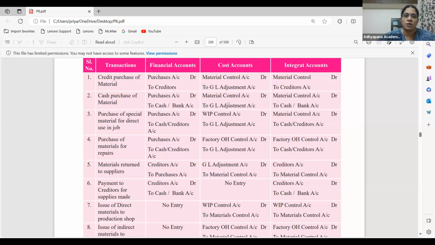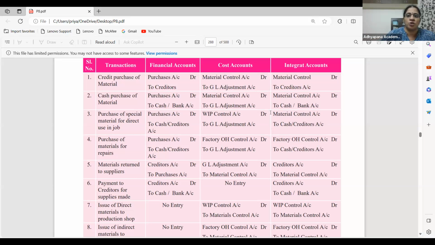But in cost accounts, you are purchasing the raw material for using it in the job. You are not going to keep it as raw material stock. So the entry will be WIP control to general ledger adjustment. Okay. So you are not going to stock it as a stock of raw material. Instead, you are going to directly use it in the job. So the entry will be WIP control to general ledger adjustment. In integrated accounting, the debit from cost and the credit from financial.